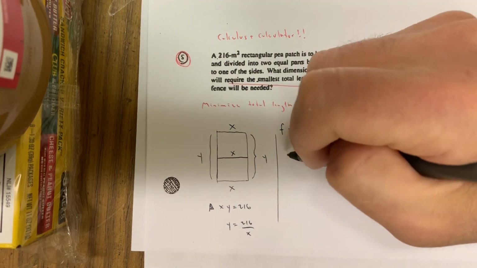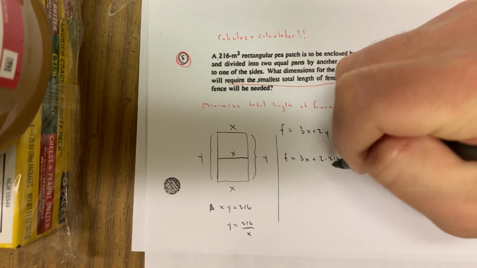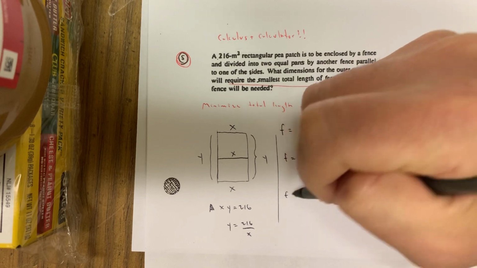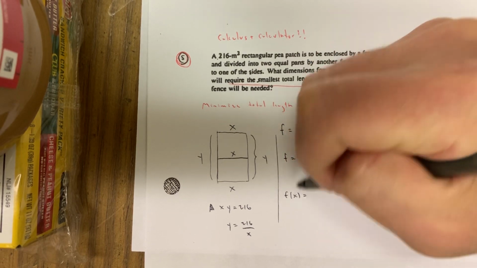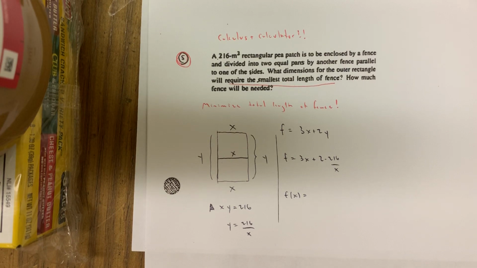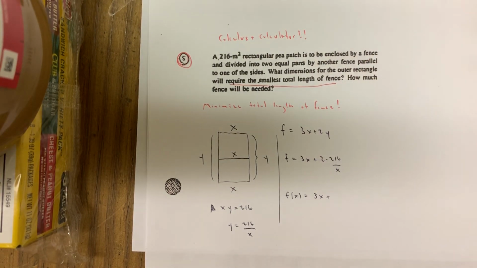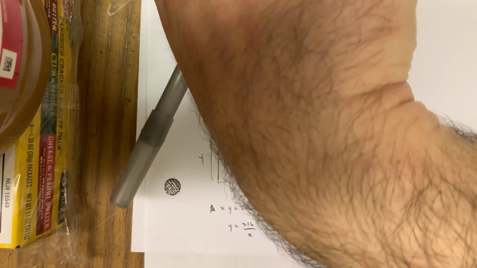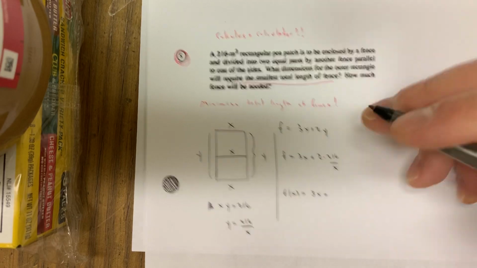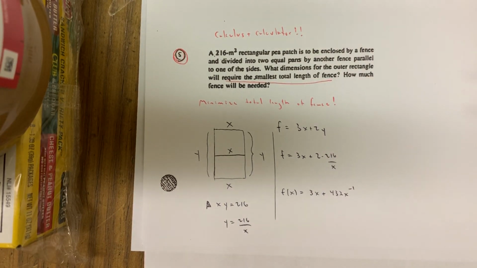Here we have F is equal to now 3x plus 2 times 216 over x. And I'll simplify it a little bit. You can even call it f of x if you want to, or just leave it as F. It doesn't make a difference. But f of x is just something we know and love so much, so why not have it there? 3x plus 2 times 216. What is that, 432? What is it, that time already? Can't tell offhand. Anyway, so here we have 432 over x, or 432 times x to the negative 1.